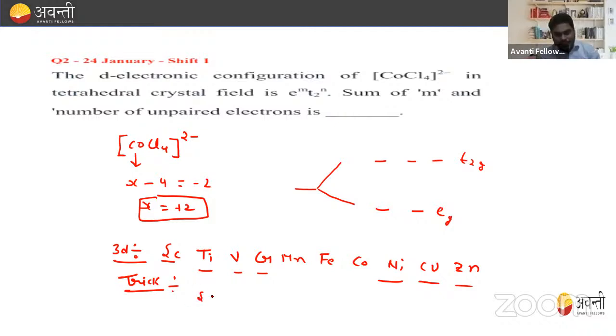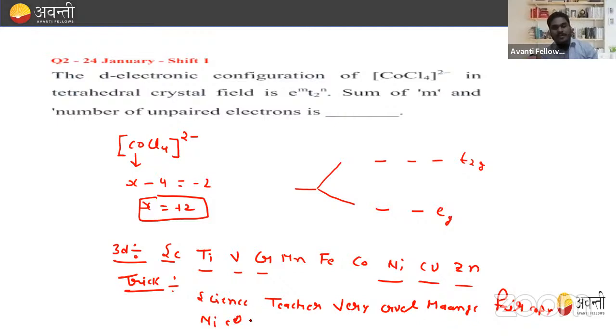By this way, you can remember this. Science teacher, very cruel. Mange fair copy. Nickel copper zinc. So this is how you can remember this series.